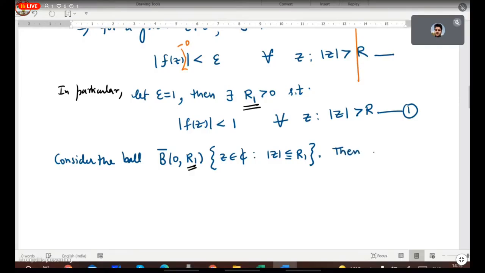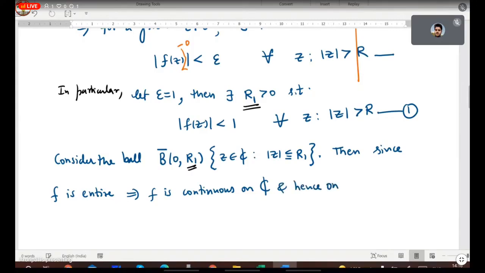Then since f is entire, this implies that f is continuous on C. Entire means continuous, right class? Entire means analytic, analytic means continuous. Yes, sir. Continuous on C and hence continuous on this closed ball also, class. And now this is closed and bounded, a compact set in C. Now this is a compact set in C, class.